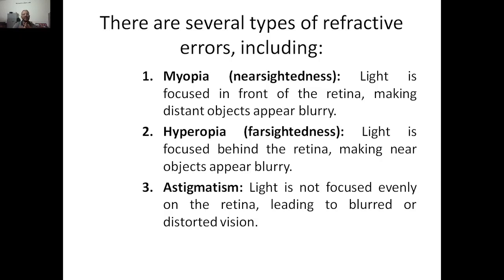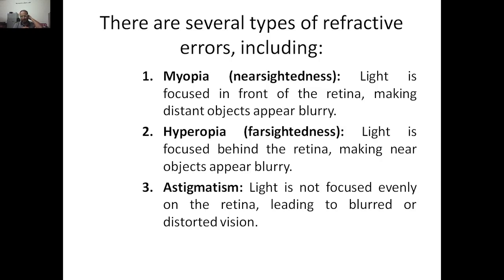So myopia is nothing but nearsightedness. That means the light is focused in front of the retina, making distant objects appear blurry. Nearsightedness in the sense, if any object is far, a little bit far, we cannot see it properly; the distant objects appear blurry. So near items you will see properly in myopia, whereas hyperopia is farsightedness.